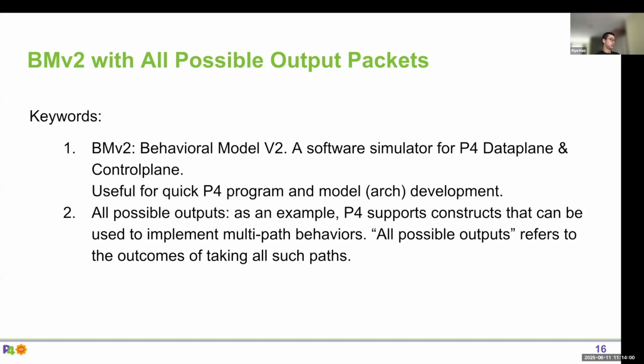So, what is BMV2? BMV2 stands for Behavior Model Version 2. It's basically a software simulator for the P4 data plane and control plane, and it offers various toolkits and interfaces for developers to develop their own architectures or models. For instance, it currently supports V1 model, PSA and PNA. And what do I mean by all possible outputs? So P4 supports various constructs that help developers to develop multi-path behaviors like equal cost multi-path routing strategies. And here, all possible outputs just refer to all possible outcomes derived from such multi-path constructs.